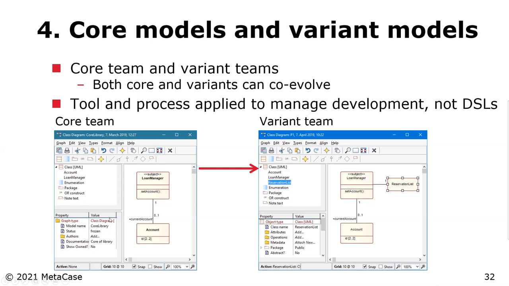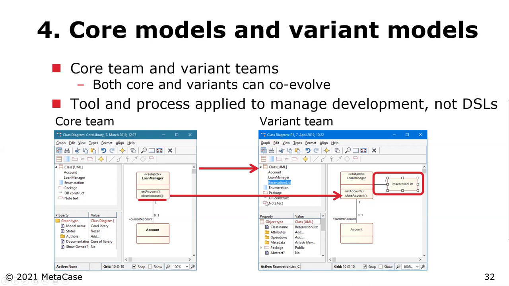And then if the core model changes, let's say this reservation list is added and the core team then changes this model, they want to bring the changes back to the variant team without the variant team needing to start their own extensions from scratch. So for example, here the core team changes the model and adds close account, which is not yet given here. And when the model is updated, the variant team's model automatically gets this close account, and they also still have their reservation list information. And also, if the core team removes something, so there was earlier something like ID, if the core team removes it, then it is also removed from the variant team's model.